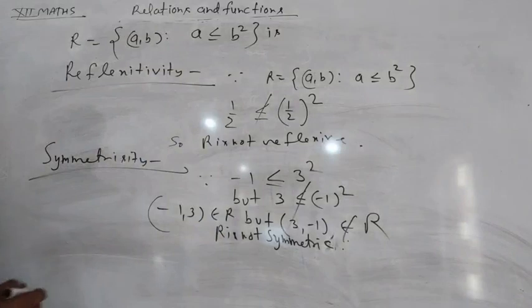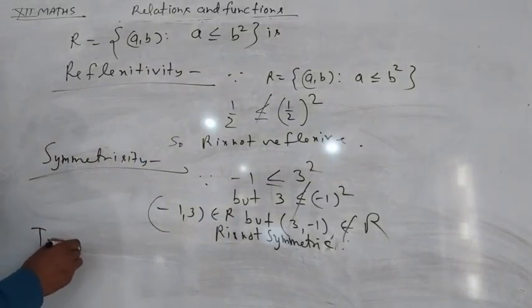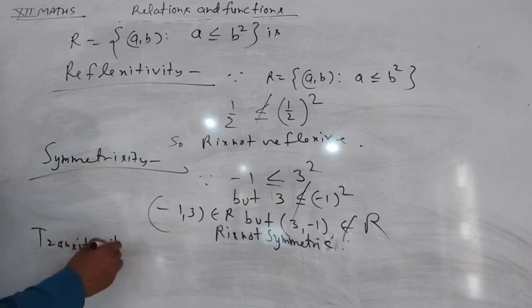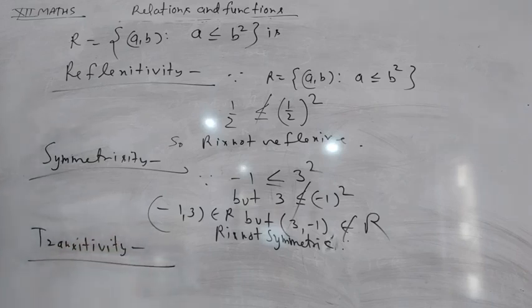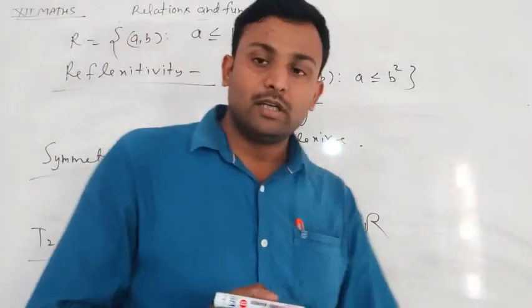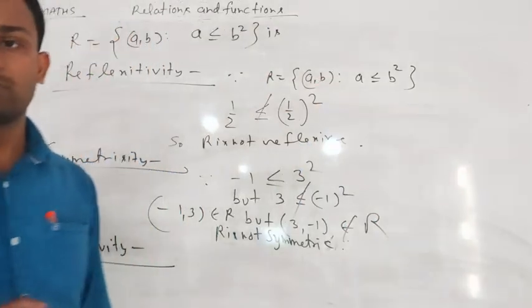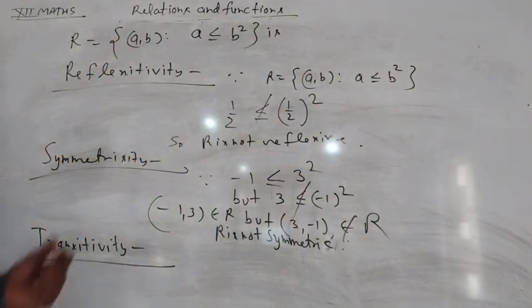Okay, on the set of real numbers. Now students, transitivity. For transitivity we take (a, b) belongs to R and (b, c) belongs to R and prove (a, c) belongs to R. Okay students, so we have to show that this is not transitive.